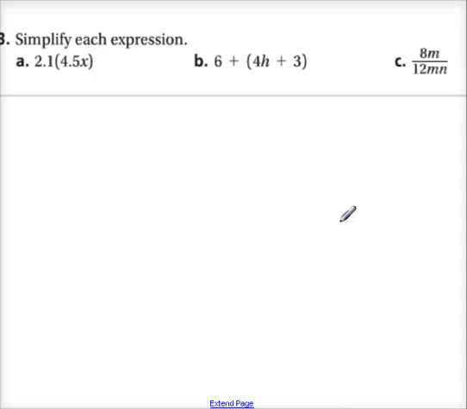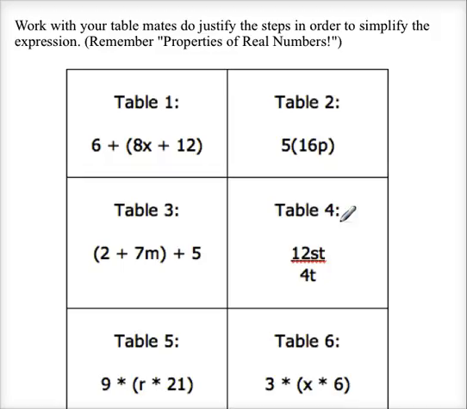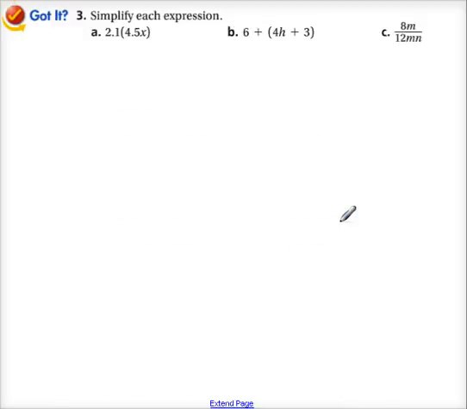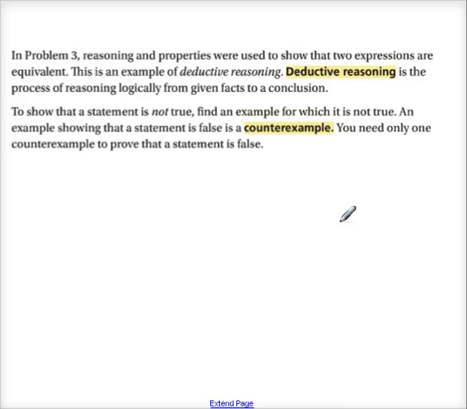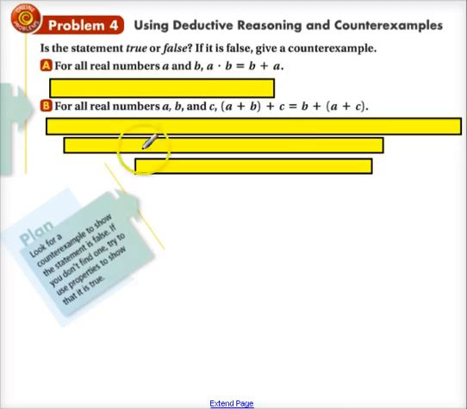All right, I'm going to move on to our final problem from this lesson. Two vocab words, deductive reasoning and counterexample. Deductive reasoning is when you process something logically because you have been given facts to make a conclusion. And when you prove something isn't true, you use a counterexample to prove something to be false. Let me show you an example.